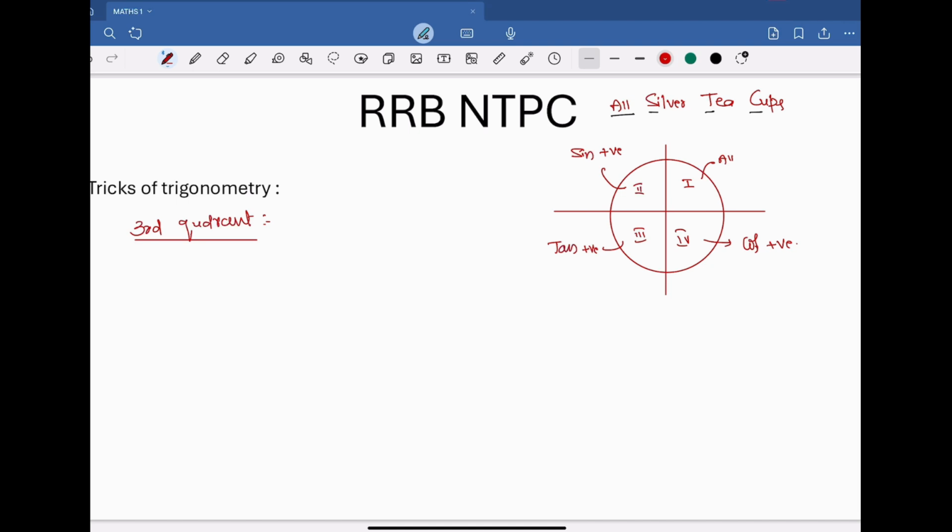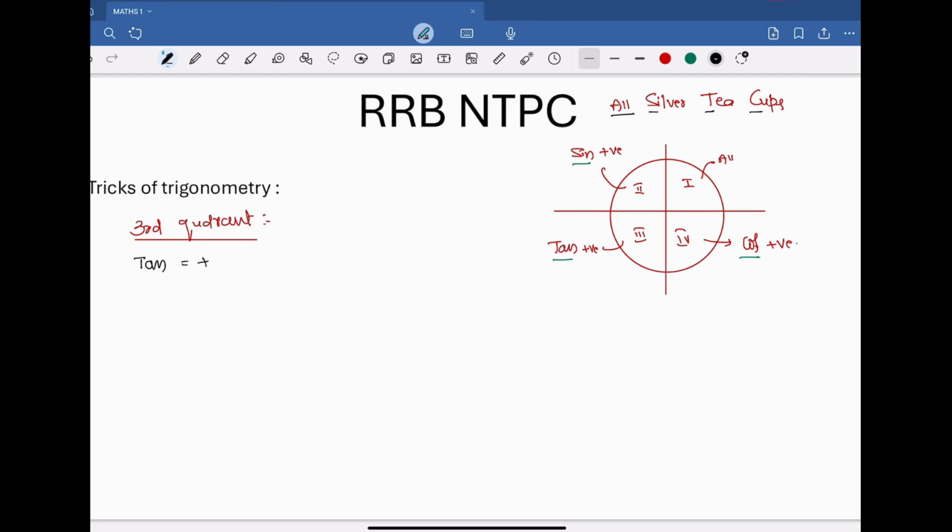All are positive in first quadrant. Sin is positive in second, tan is positive in third, cos is positive in fourth. Because ultimately sin, tan, cos, these are the fundamental values. The other values can be derived from these three. Even tan can be derived from sin and cos. All silver teacups.